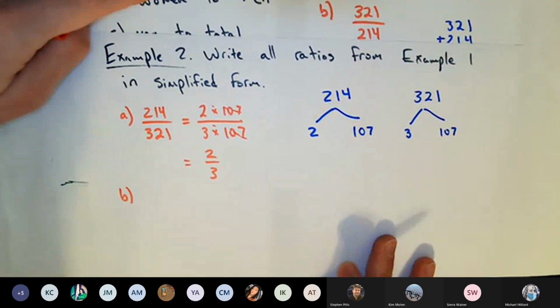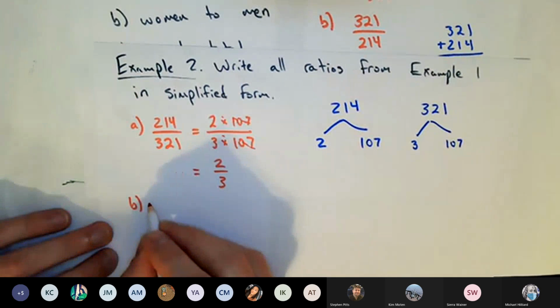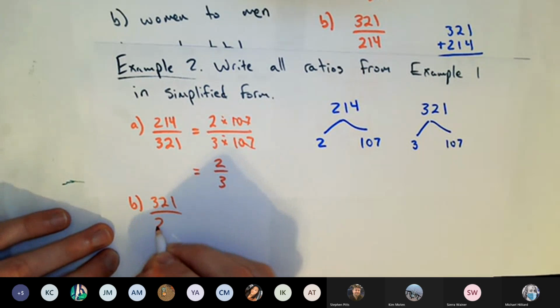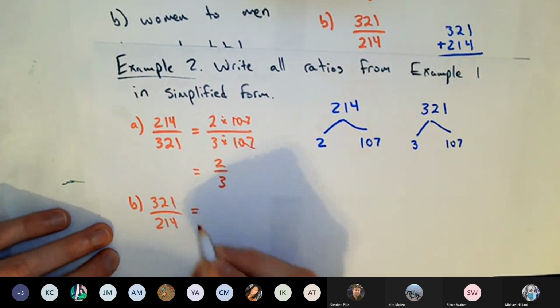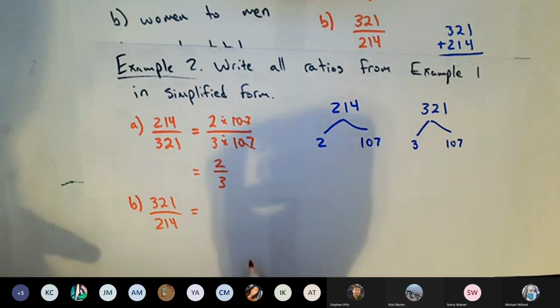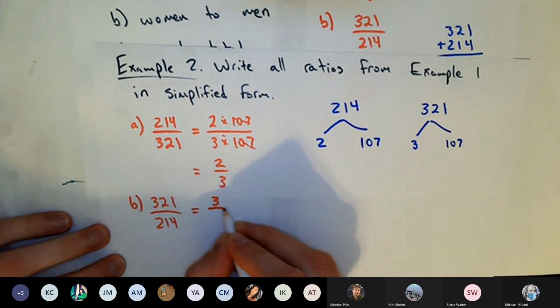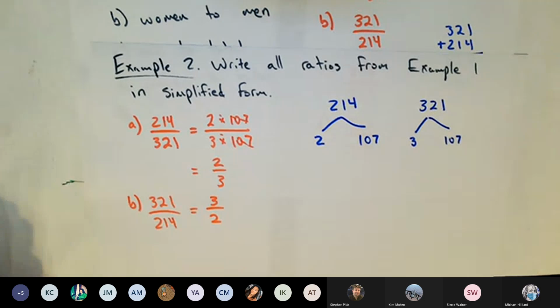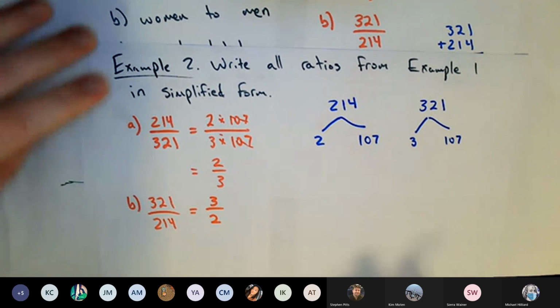Part B was 321 over 214. But I don't need to go through all the trouble of factoring them again because these are the same numbers, right? These are the same numbers. And in fact, they're going to cancel. The 107 is going to cancel the same way and everything. It's just that it's flipped, right? So instead of 2 over 3, I'm going to get 3 over 2. Cool. So just this fraction upside down.